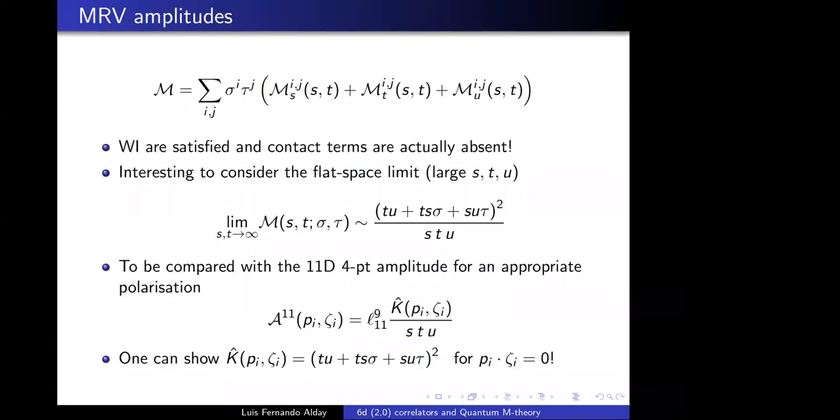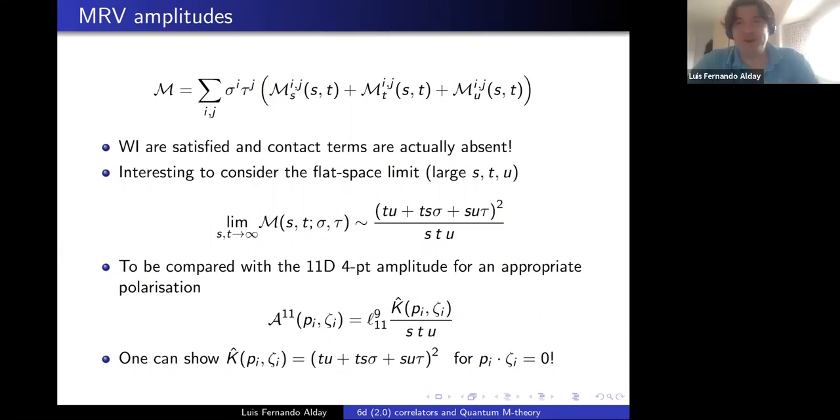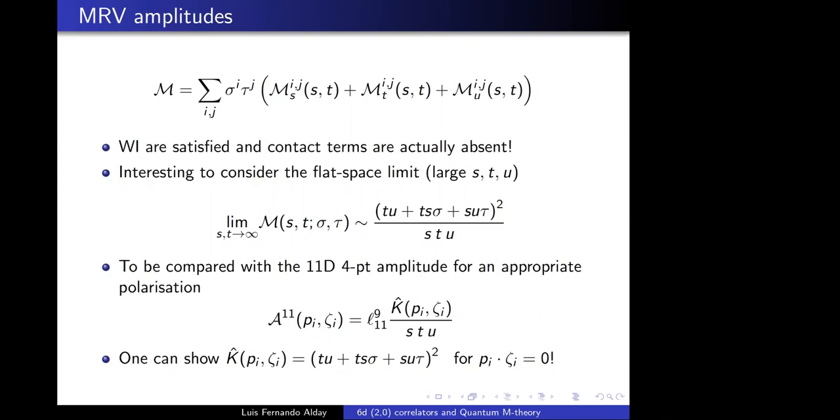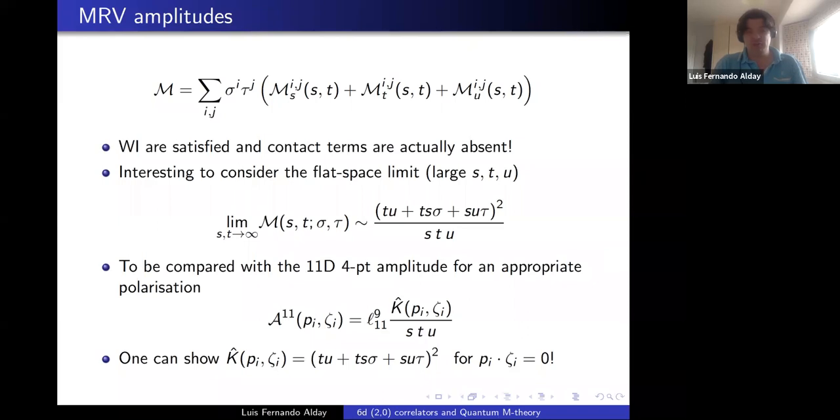Sorry, can I ask a question before that? In this case, let's say you fix the MRV amplitude, then how easy or difficult is it to recover the entire amplitude? It's not difficult at all. If you write the full amplitude in terms of some linear combination of these R-symmetry polynomials, what happens is that the coefficients in front of the R-symmetry polynomials are completely fixed. And once you realize that, you can just reintroduce the full sigma and tau dependence.